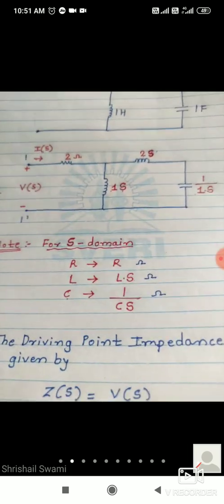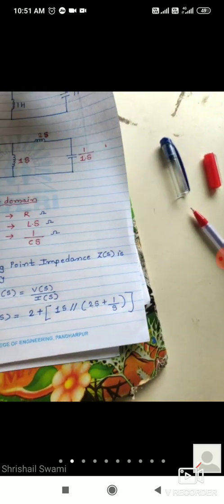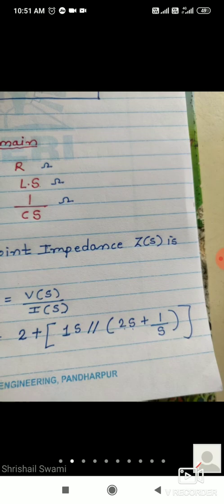Okay, so we are going to solve now. First of all, solve this inside bracket, 2s plus 1 upon s. So take the LCM. Here we will continue 2 plus 1s, which is in parallel with. So first of all we will solve this bracket, 2s plus 1 upon s. If you take cross multiplication, it is 2s square plus 1 divided by s. Am I correct?